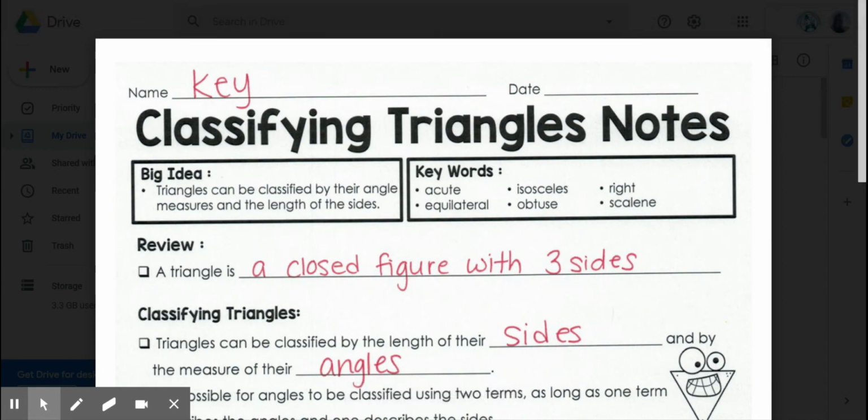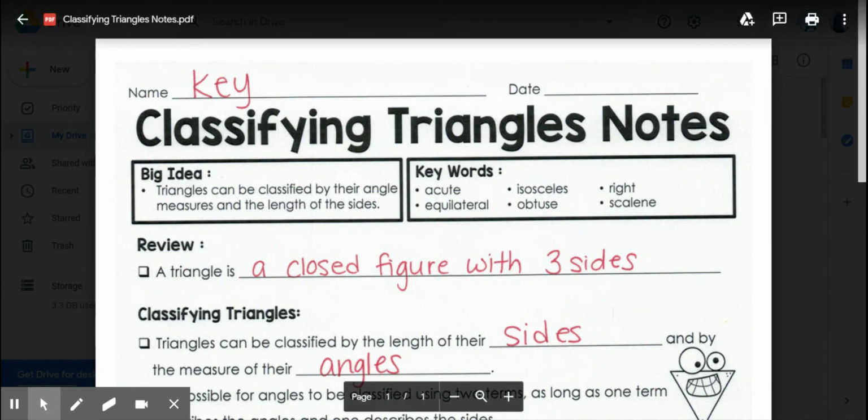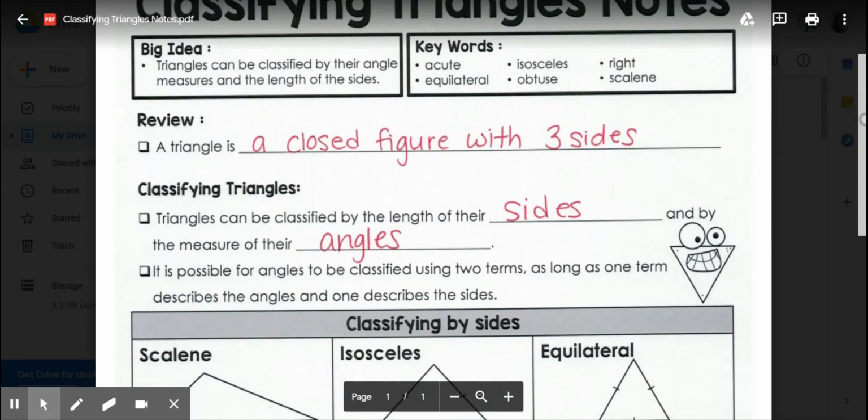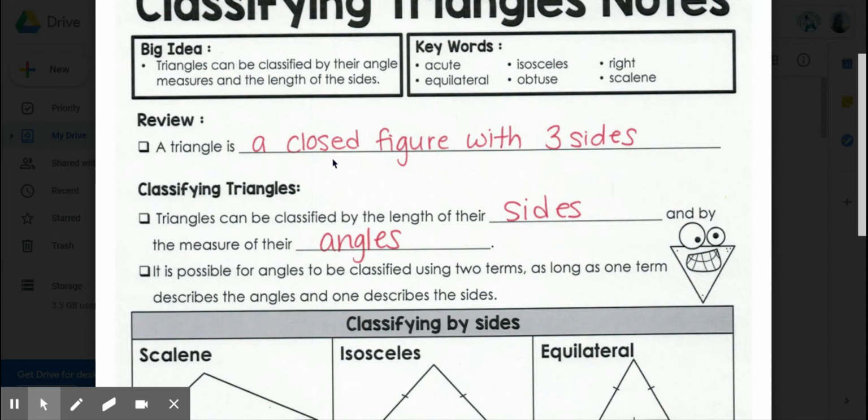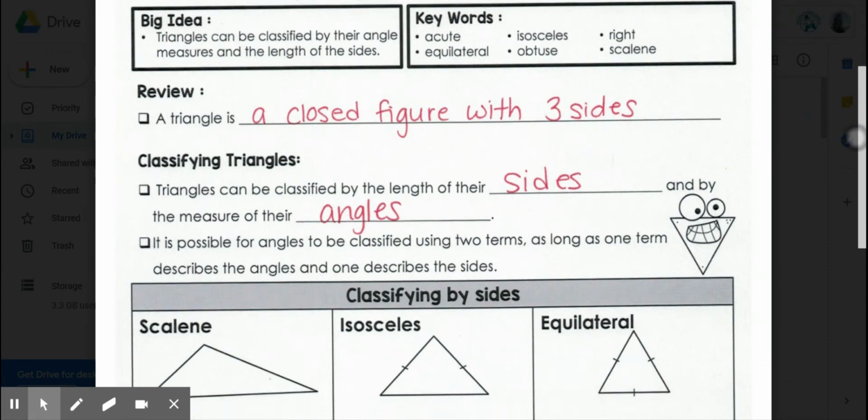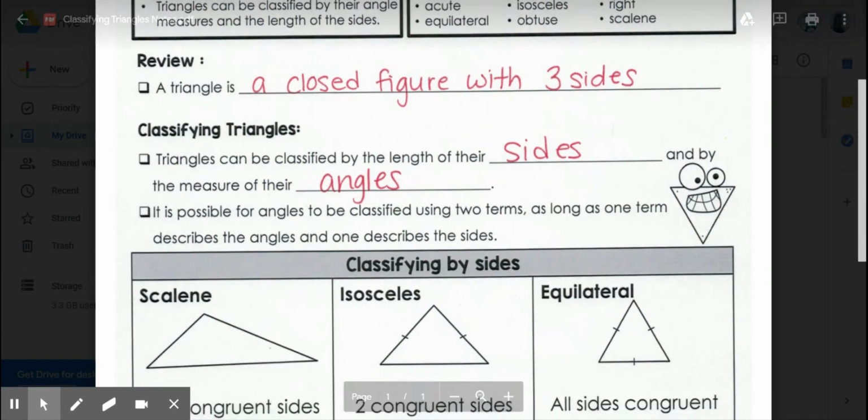Classifying triangle notes. So the big idea here is triangles can be classified by their angle measures and the length of the sides. A little review of what we should know from prior years: a triangle is a closed figure with 3 sides. There are many ways to classify triangles, so we're going to go over them here.